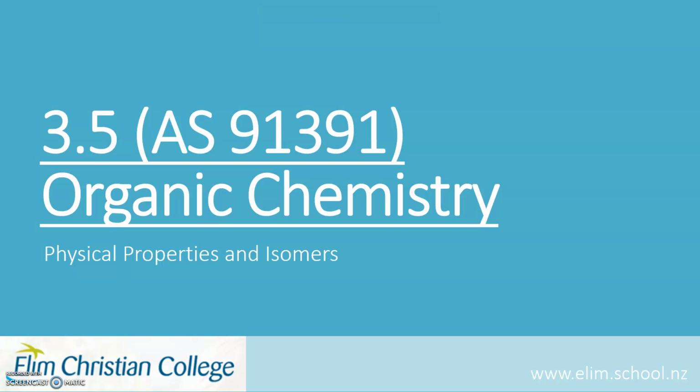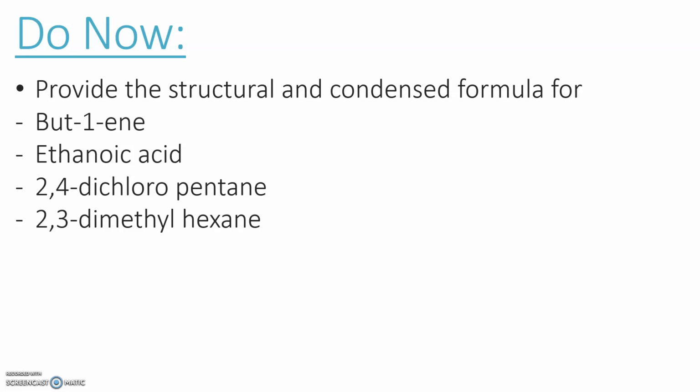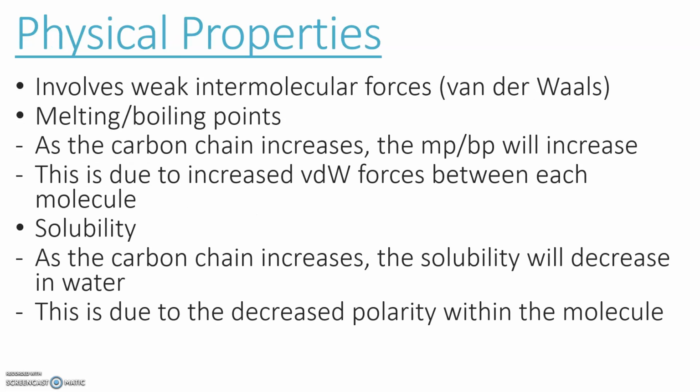Okay, now let's look at physical properties and isomers. Firstly, almost all organic molecules involve quite weak intermolecular forces, some stronger than others, but generally the intermolecular forces are weak. In some molecules, they have things like hydrogen bonding, so they have stronger forces. But compared to other types of bonding like ionic or metallic, the intermolecular forces are relatively weak.